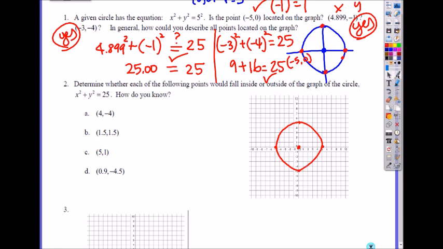So again, if it's obvious, it's really obvious by looking at it. And if you have a point here, can you just say it's outside? Yes. If it's over here, can you say it is inside without showing any work? Yes. But what if it's close to these points? Then you have to show it algebraically using the equation. So let's see. What's the first one? 4 and negative 4. What do you guys think? It's outside.